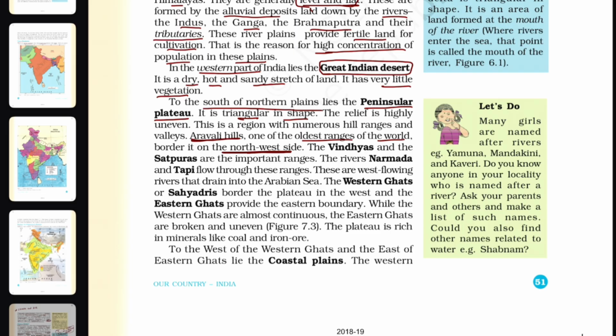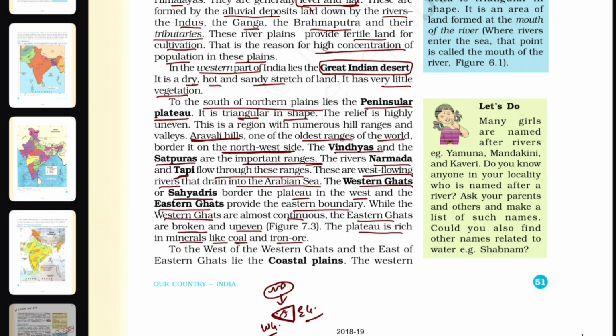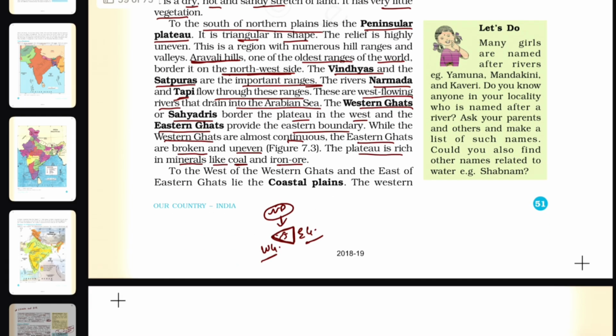The plateau is rich in minerals like coal, iron ore. Okay, Vindhyan and Satpura ranges, there are two rivers, Narmada and Tapi, which are west-flowing rivers. The only rivers which flow west in the plateaus are Narmada and Tapi. Okay, so this was the basic information about our plateau.